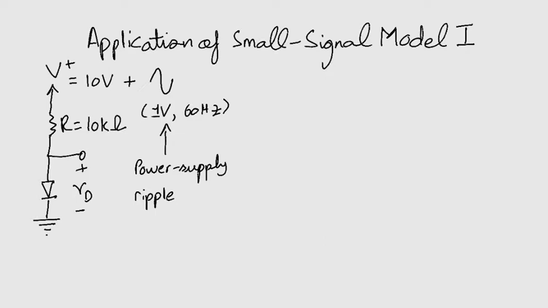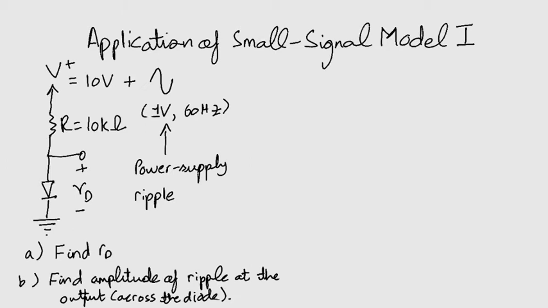Now what you have to do is calculate the incremental resistance RD, which is also the diode small signal resistance, and find the amplitude of the sine wave signal appearing across the diode. The diode has a 0.7 volt drop at 1 milliampere current and N equals 2. Okay, let's solve this.